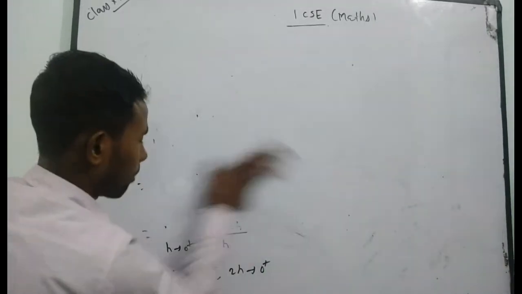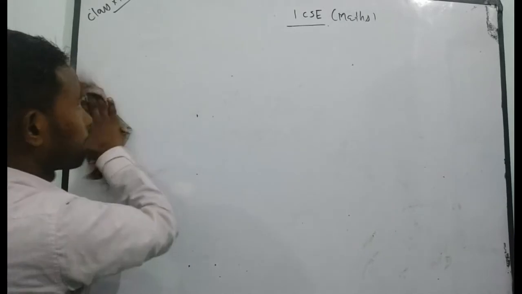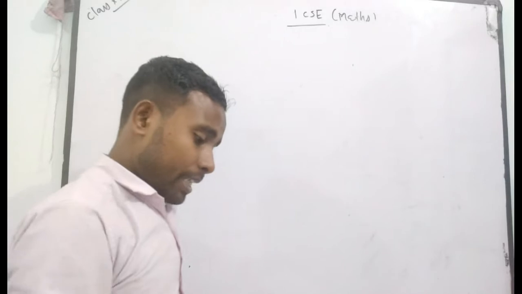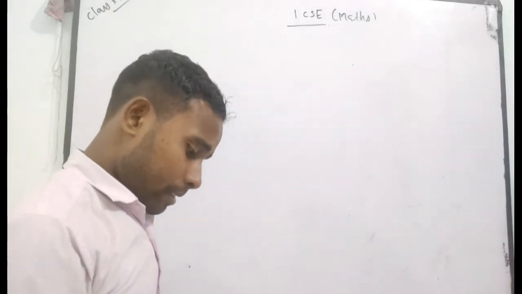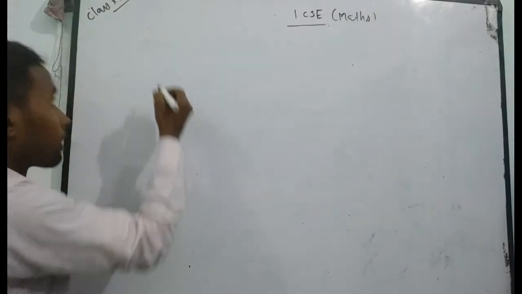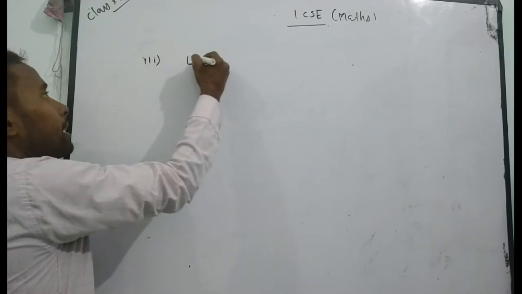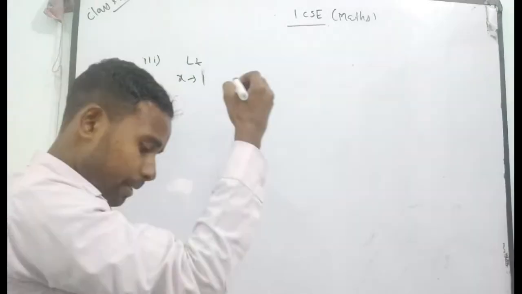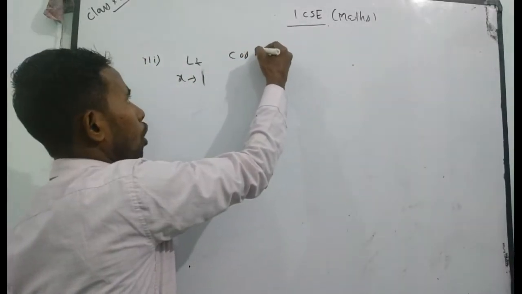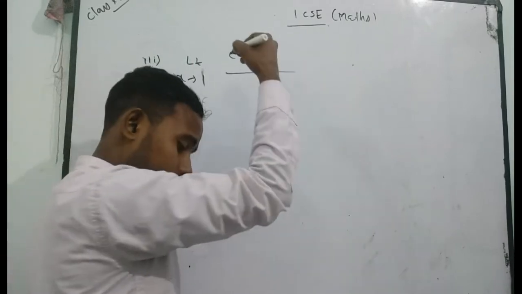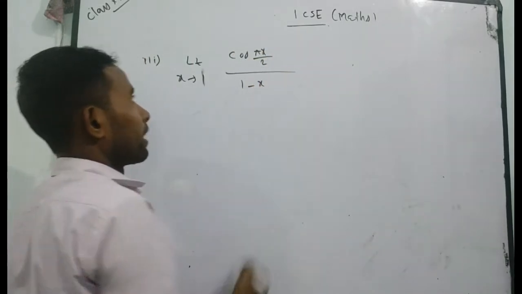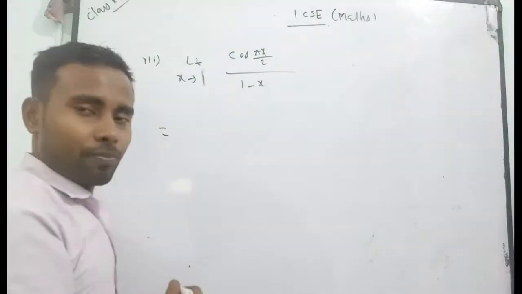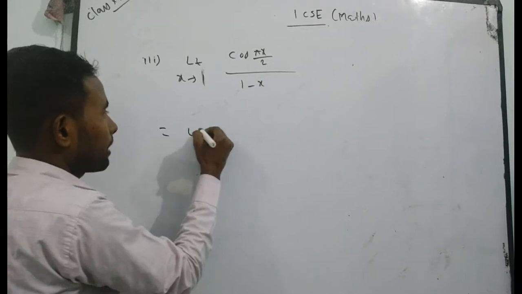See problem third. In the third problem there is given limit x tends to 1, cos(pi x by 2) divided by 1 minus x. Now there is an idea, how can you solve this problem? This is very easy, but further I want to solve it.